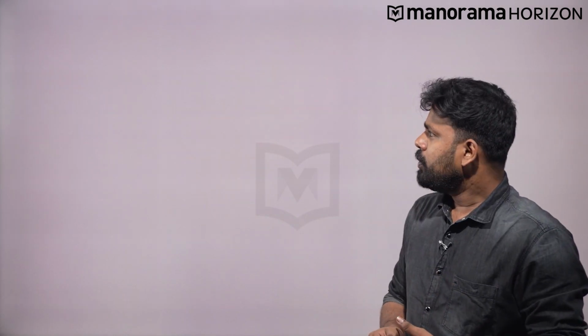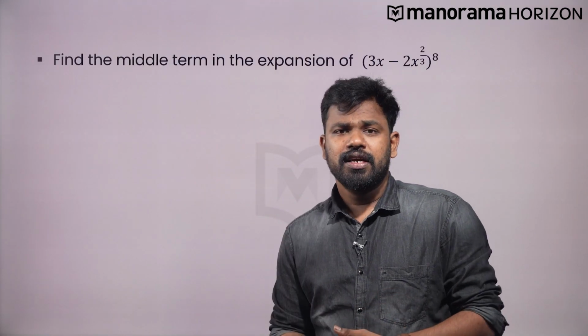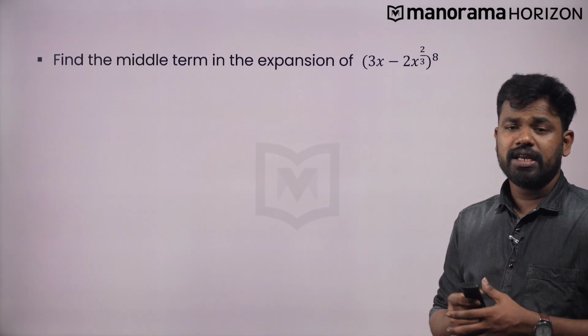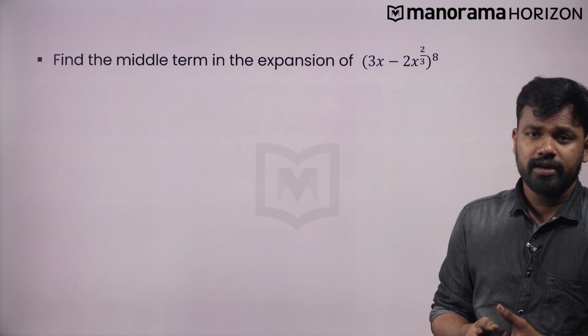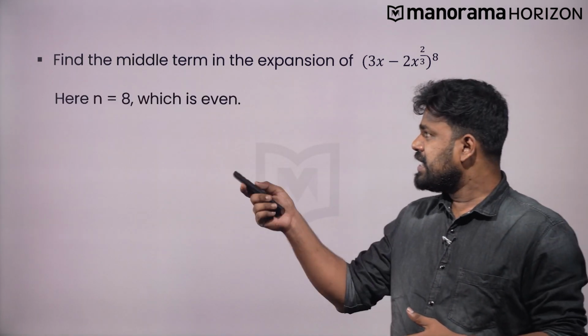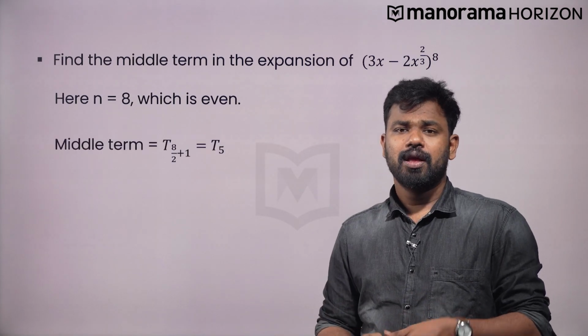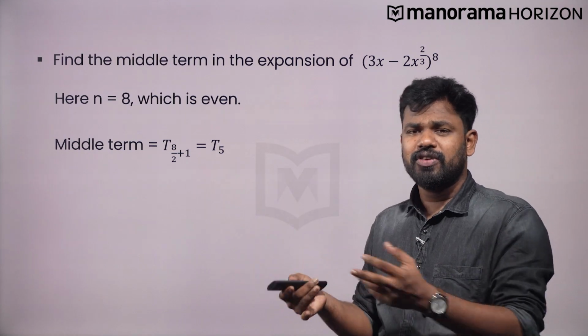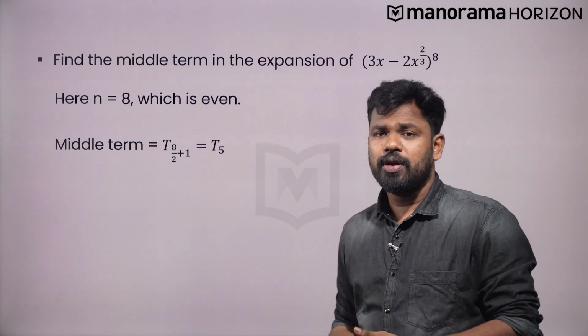Now let's solve one more problem for better understanding. Find the middle term in the expansion (3x minus 2x raised to 2 by 3) the whole raised to 8. So we have a binomial with index 8. Look here, n is 8, which is even. The middle term will be T(n by 2 plus 1) or T(8 by 2 plus 1), which is nothing but T5. So the middle term will be the fifth term.